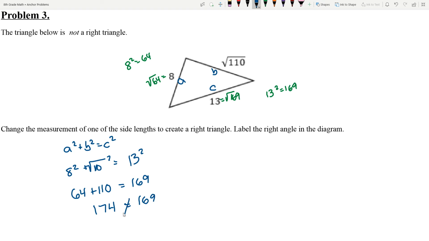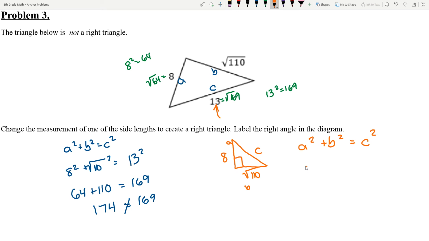So it's not a right triangle, but again, it's telling us to fix this. And I believe that fixing your hypotenuse is your easiest thing here. Why? Well, imagine that you had a right triangle where you had 8, the square root of 110, and you were trying to solve for C. Well, all you would have to do is say, this is my A, this is my B, and say A squared plus B squared would have to equal C squared.